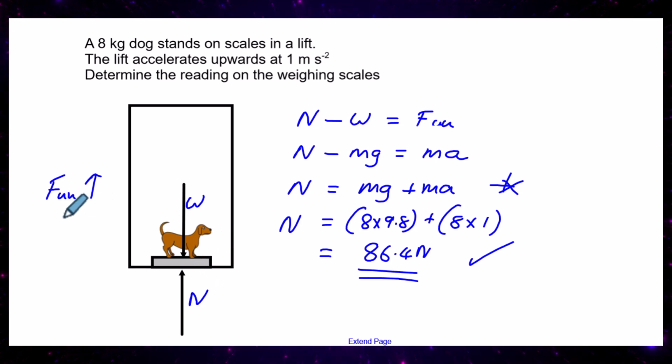We have an unbalanced force. We go to that situation here. Unbalanced force is N, take away W. And we can rearrange to get that famous equation here, which is really the reading on the scales equation, which is the normal weight, the actual weight of the dog, plus whatever the acceleration is times its mass. So to answer this question, the scale reading will be 86.4 newtons.